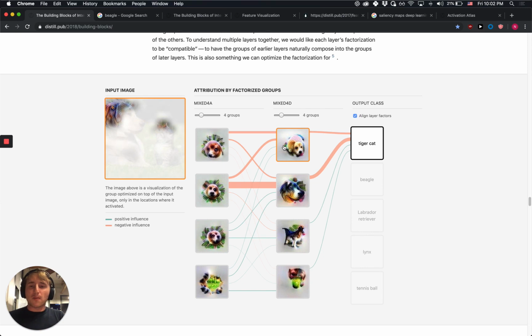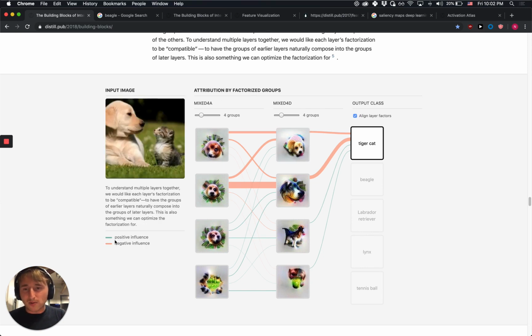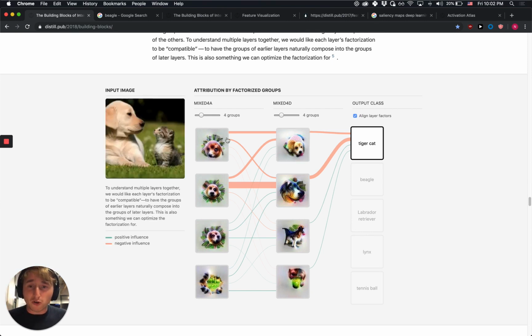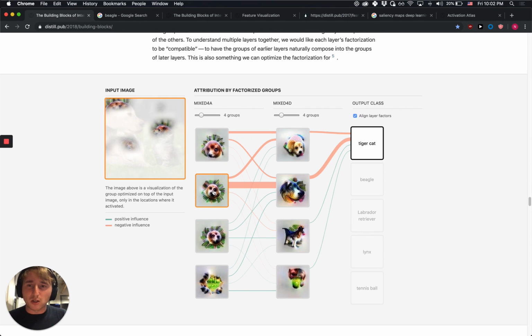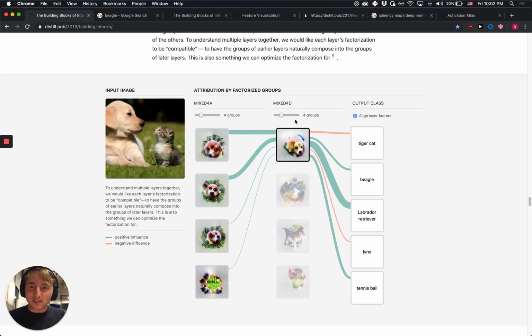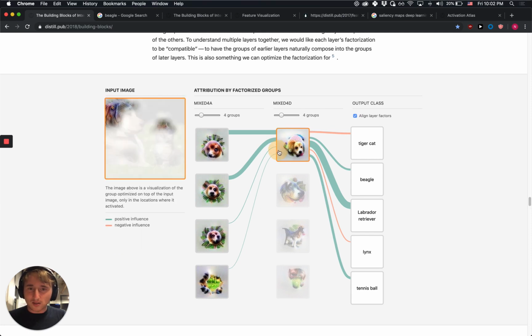And we can see that it's positive, and so orange is positive and blue is negative. It is positively influenced by this earlier dog head in mixed 4A, and also by this kind of other animal shape, I guess. And then it has positive attribution. Oh, sorry, when you click this, it now changes to blue is positive, which is pretty strange. But let's roll with it.